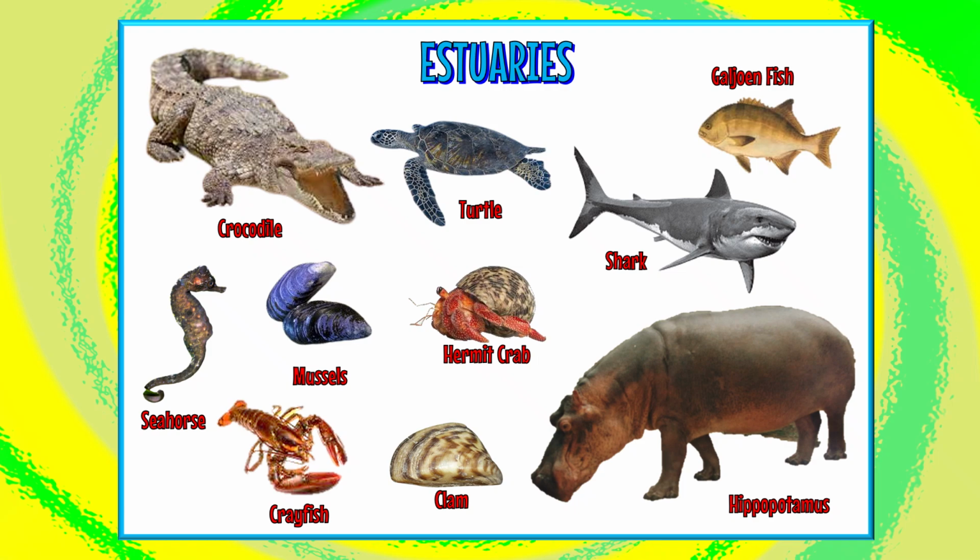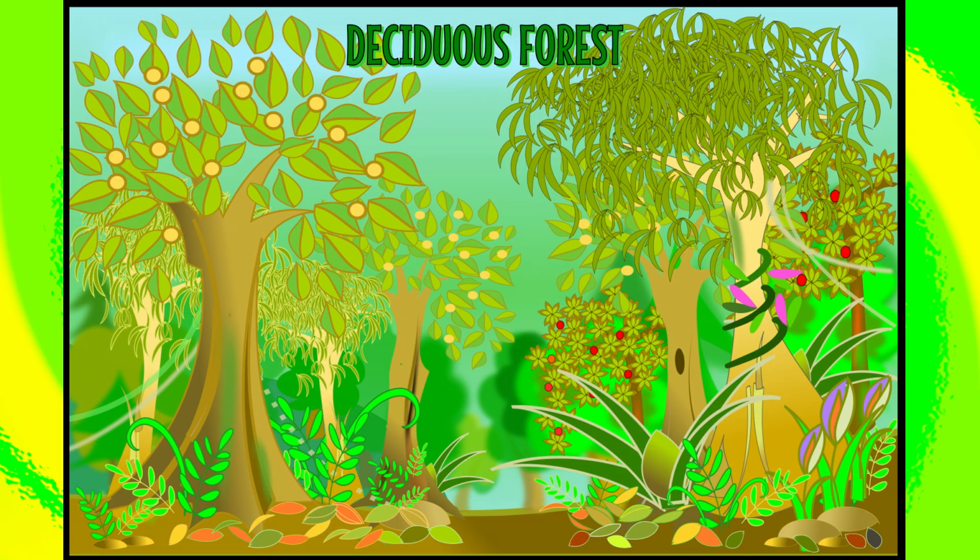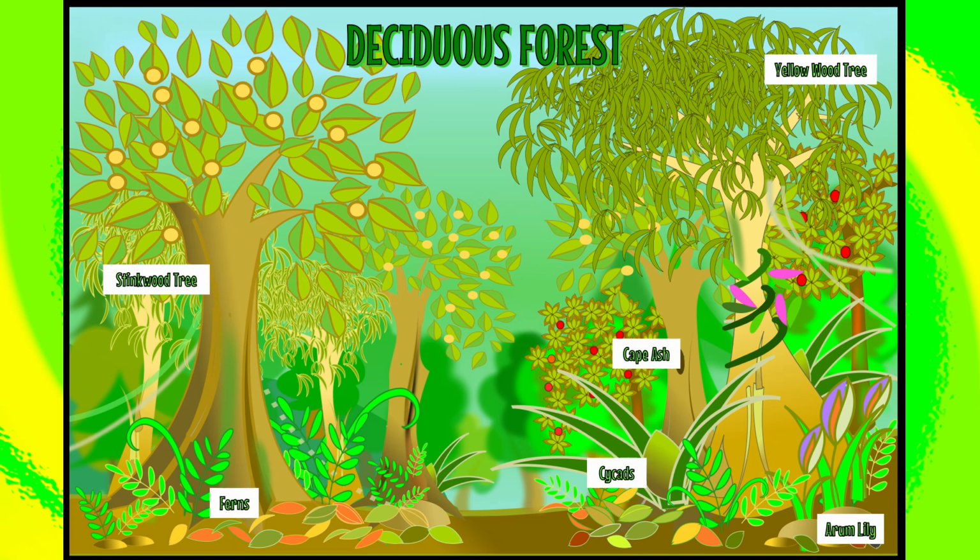A deciduous forest has trees that shed their leaves during cold months. In the warmer months, the leaves regrow on the trees. It is very dark under the trees and the ground is covered with small plants and dead leaves. Plants that grow in deciduous forests are the stinkwood tree, yellowwood tree, cycads, ferns, Cape ash tree, and arum lily.